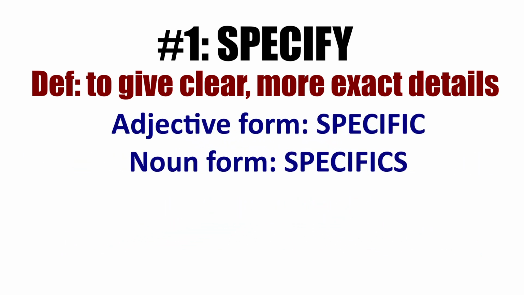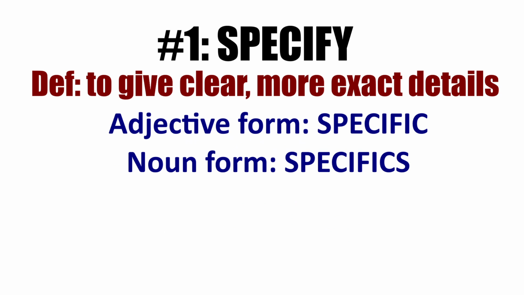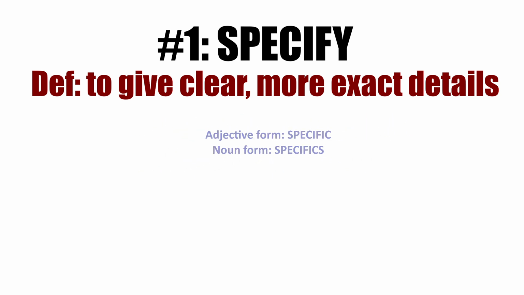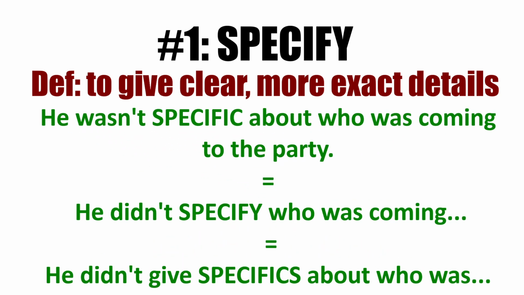What is the adjective for specify? Specific. What is the noun for specify? Specifics. Here's an example. He wasn't specific about who was coming to the party. That is the adjective. He didn't specify who was coming to the party. That is the verb. He didn't give specifics about who was coming to the party. Here, specifics is the noun.